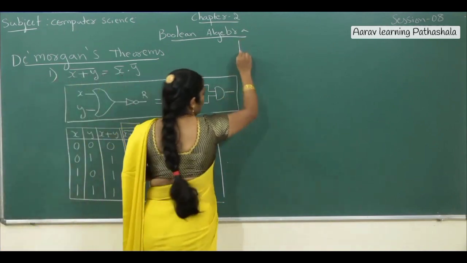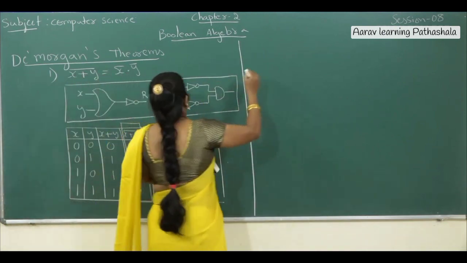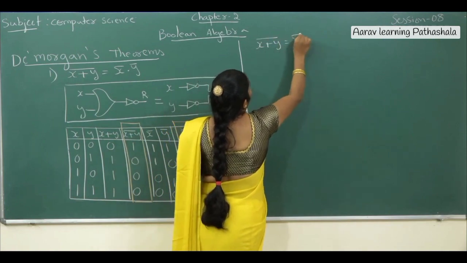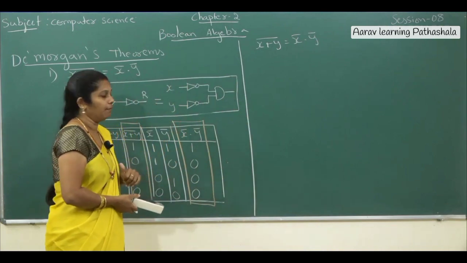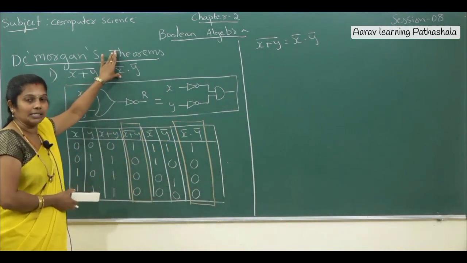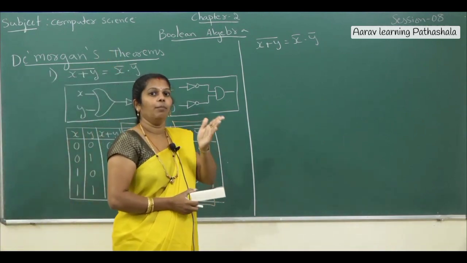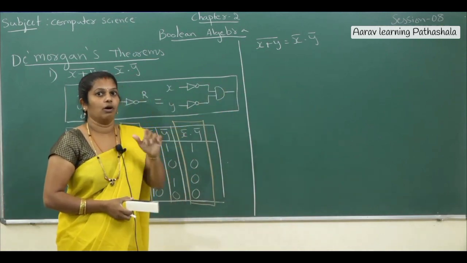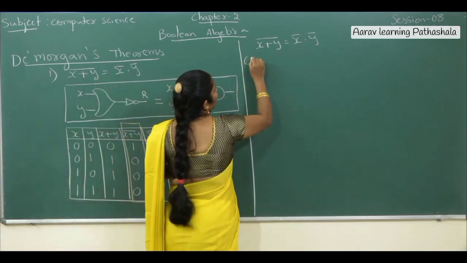Then next we will solve this. We will prove it by using the algebraic method. The equation is x plus y whole bar equals x bar into y bar. We have to prove this one by using the algebraic method. Then how to prove this? Before proving this, we have to know about the complementarity law. If the complementarity law is proved, it means that De Morgan's theorem is also proved, because there we are applying De Morgan's concept. What exactly does the complementarity law state?